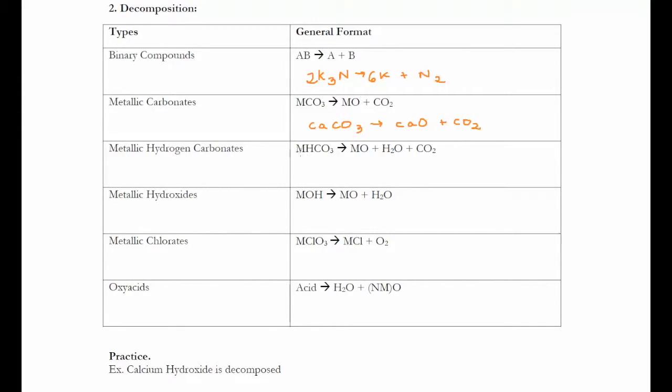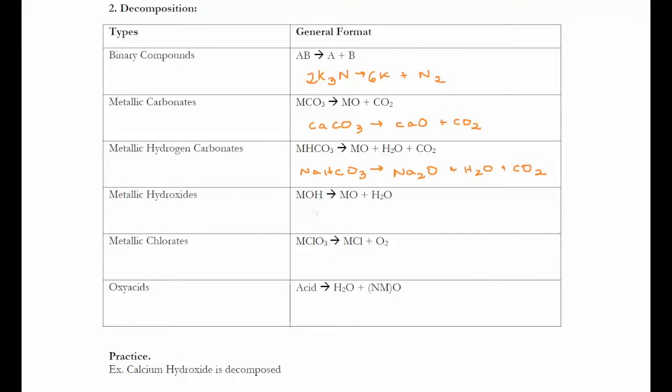Okay? If you have a metal bicarbonate or hydrogen carbonate, for example, sodium bicarbonate, which is baking soda, that's going to break apart into 3 different things. You've got your metal oxide, so Na2O, because I crossed my charges, H2O, and CO2. So some of this requires some memorization. Yep, a lot of it requires some practice.